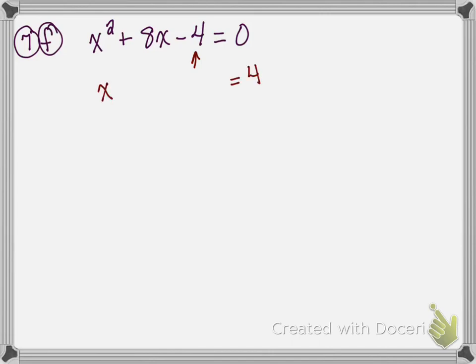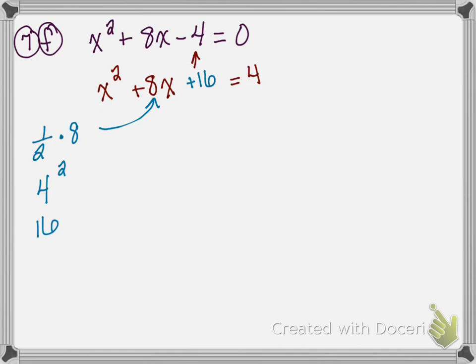Then I have x squared plus 8x. Now what I want to do is look at 1/2 of my b value. So I'm looking at 1/2 of 8. 1/2 of 8 is 4. And then I'm going to square that and get 16. So what I am going to add to both sides is 16. So I have x squared plus 8x plus 16 equals 20.